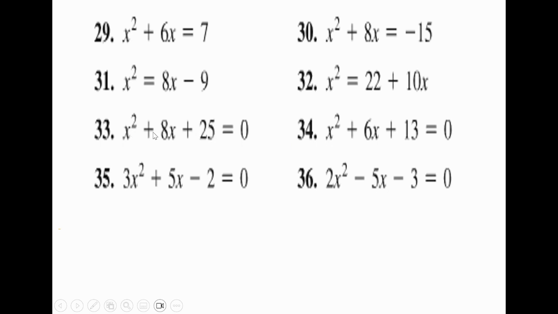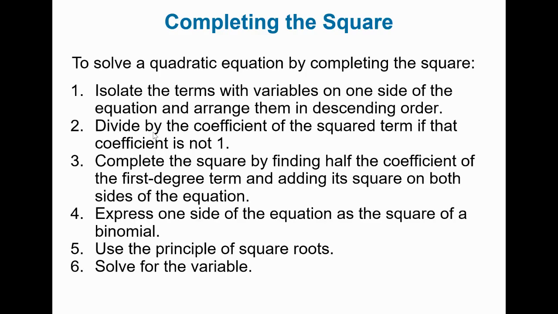So mathematicians were presented with this problem, going way back to the ancient Greeks. They sat around trying to figure this out, and they came up with a way of solving a quadratic that could not be factored the traditional way. It's called completing the square. He runs through the steps here: isolating the terms on one side, dividing by the coefficient of the square term if it's not 1, completing the square by taking half of the middle term and squaring it, adding it to both sides, and then expressing what's left as the square of a binomial.